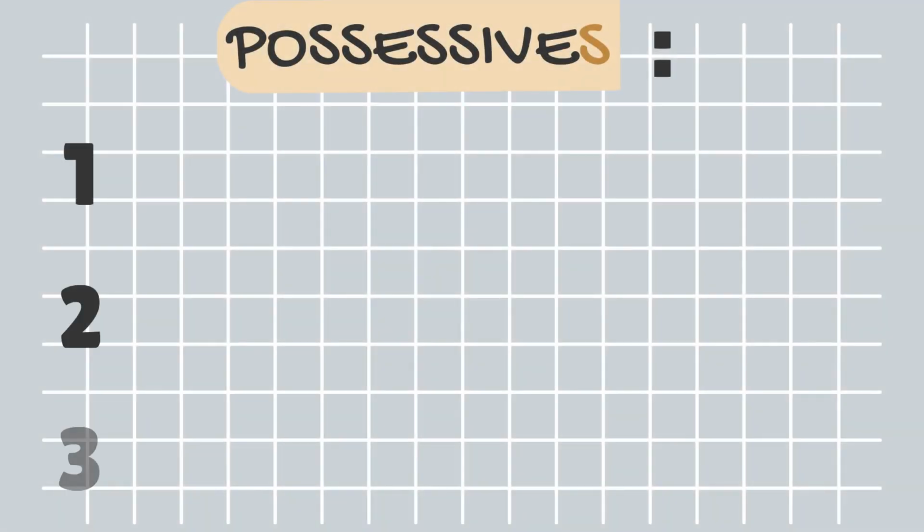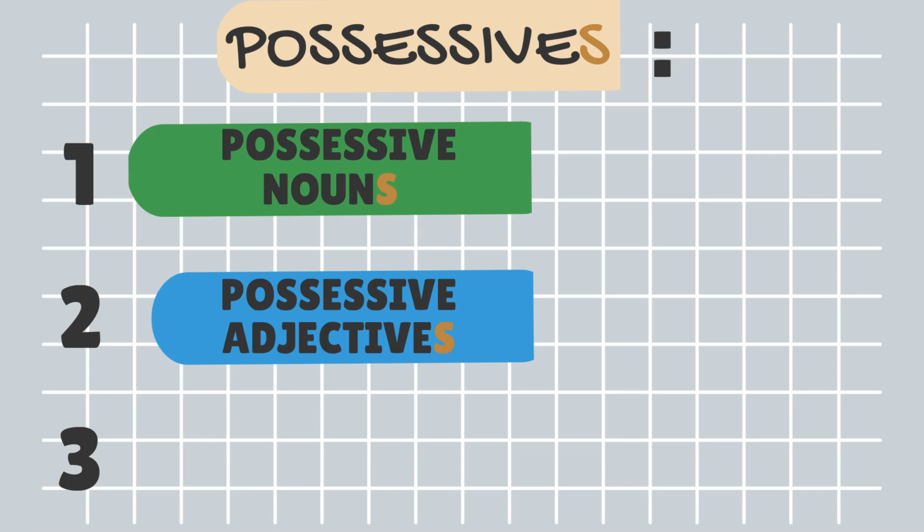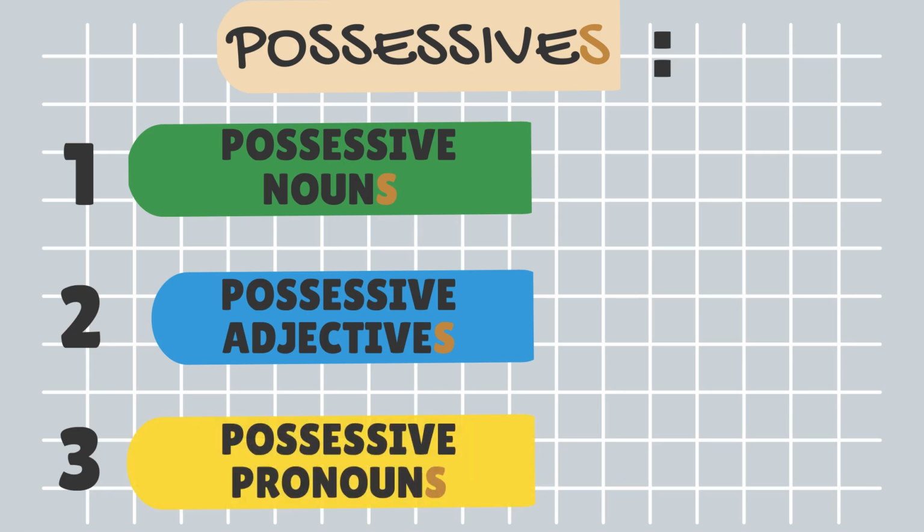There are three kinds of possessives. Possessive nouns. Possessive adjectives. Possessive pronouns.